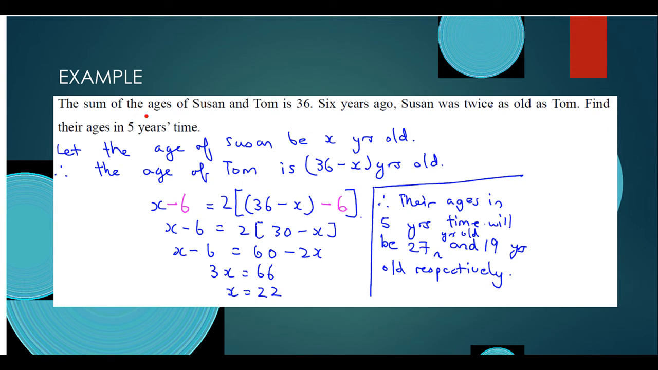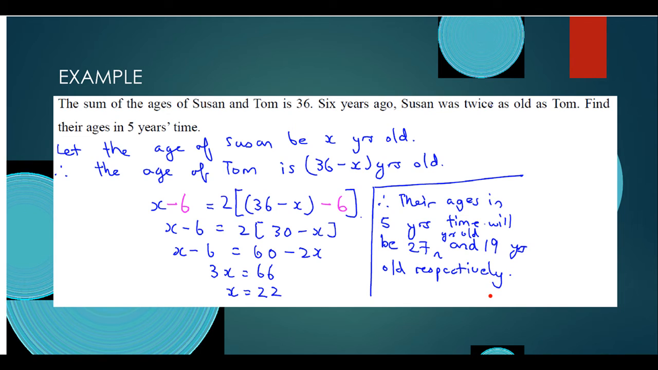So they want me to find the ages in 5 years' time. So this is Susan's age currently. So 5 years' time will be 22 plus 5, which is 27. And Tom's age currently is 36 minus 22, which is 14. 14 plus 5 will give you 19. So I have to answer the problem with a final statement. Therefore, the ages in 5 years' time will be 27 years old and 19 years old, respectively.